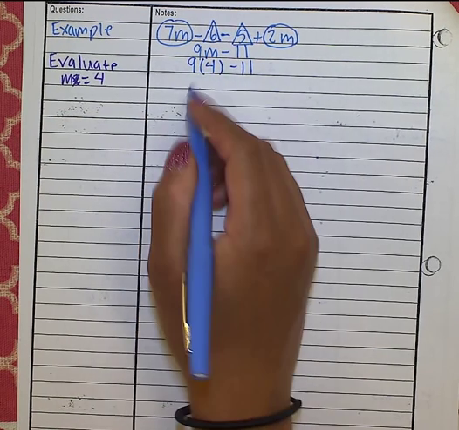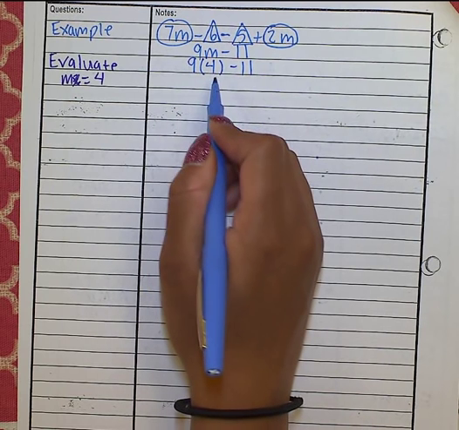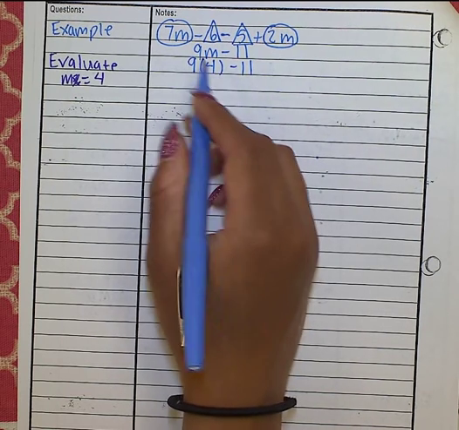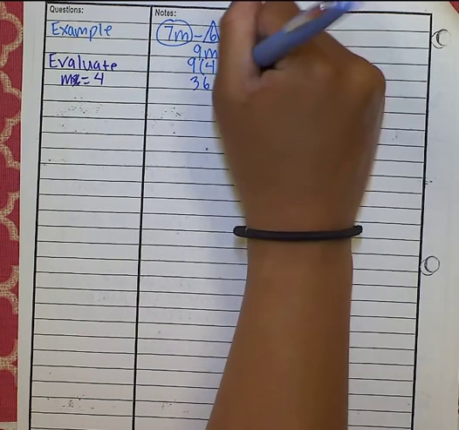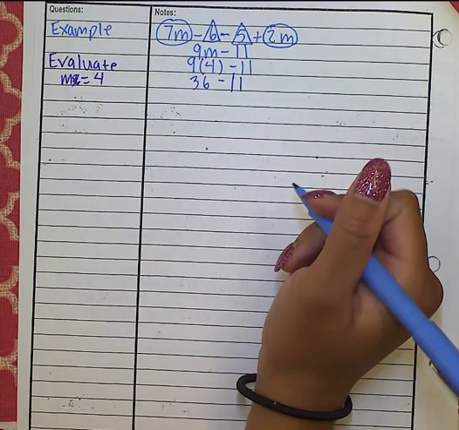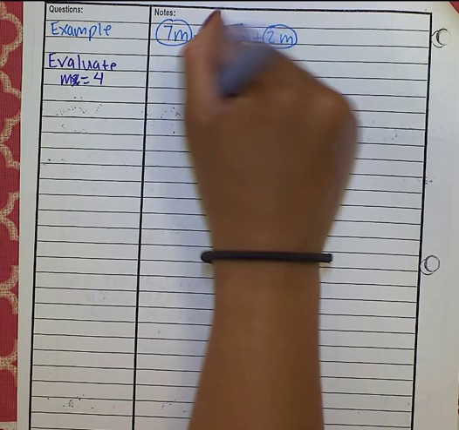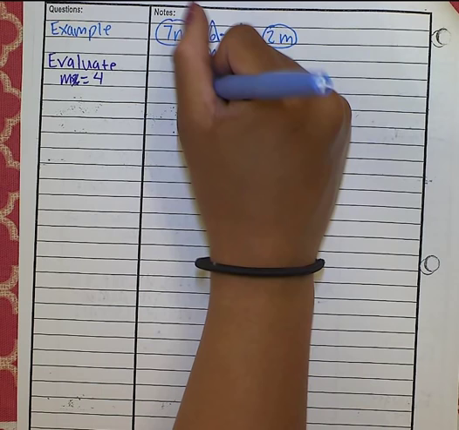So, according to my order of operations, multiplication comes before subtraction. So 9 times 4 is 36. And then everything else I'm just going to drop down, minus 11. 36 minus 11 is 25. Final answer.